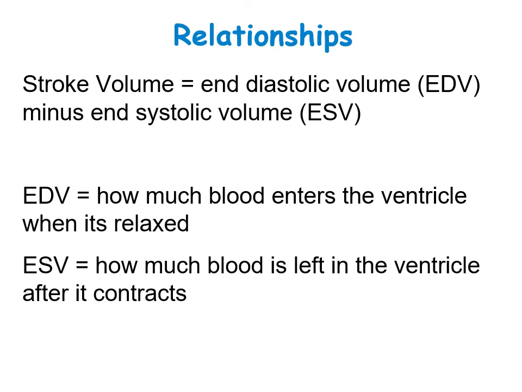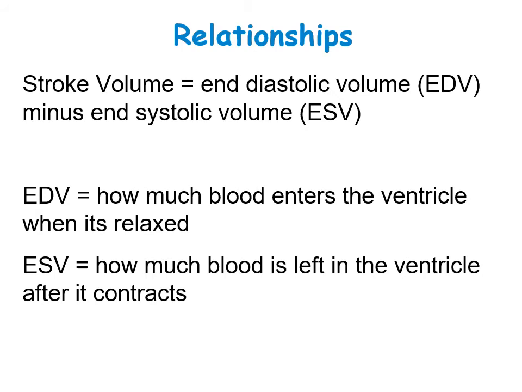The amount of blood moved by a ventricle in 1 beat, stroke volume, is equal to the total amount of blood it filled up with minus the blood that was there before it started to fill. Again, the amount of blood moved by a ventricle in 1 beat is equal to the amount of blood it filled up with minus the blood that was there before it started to fill.